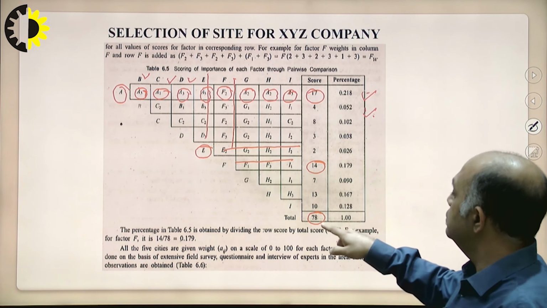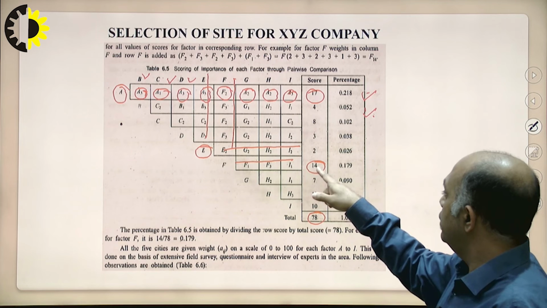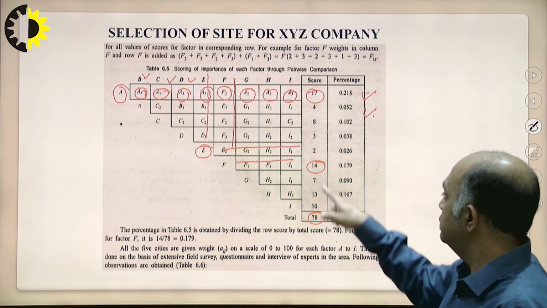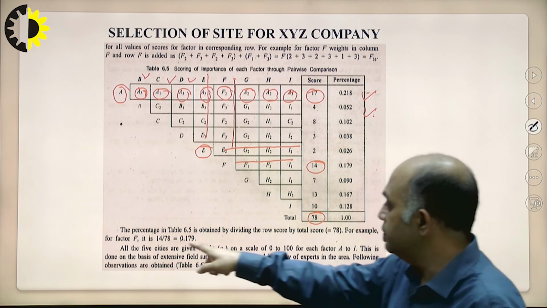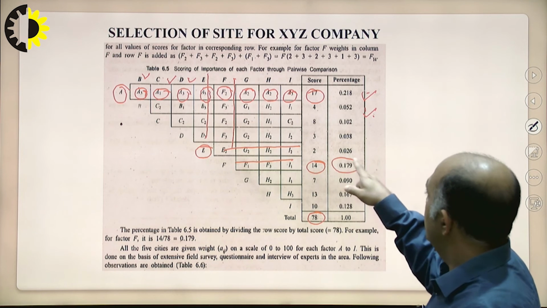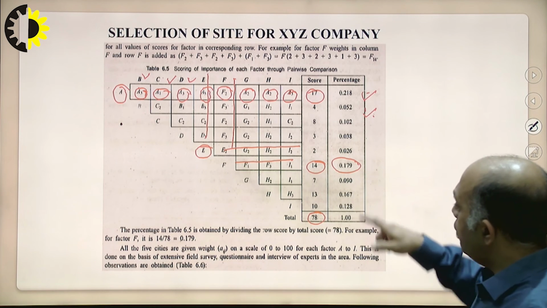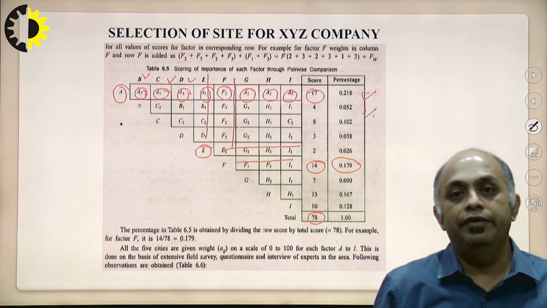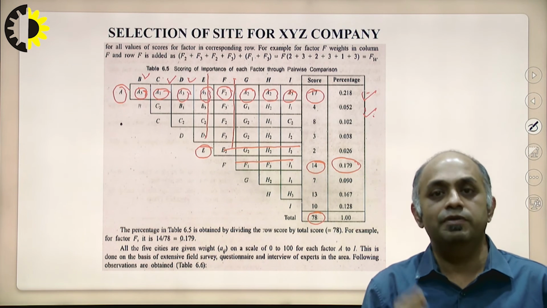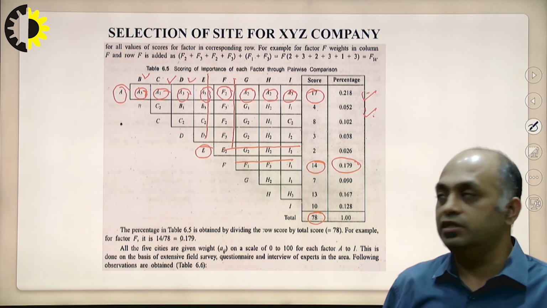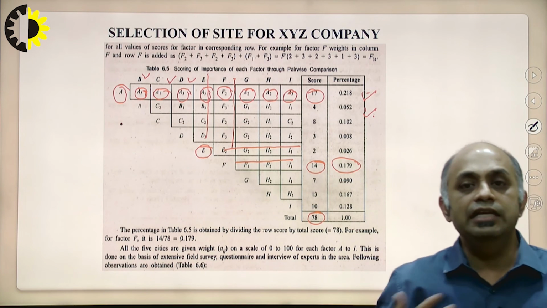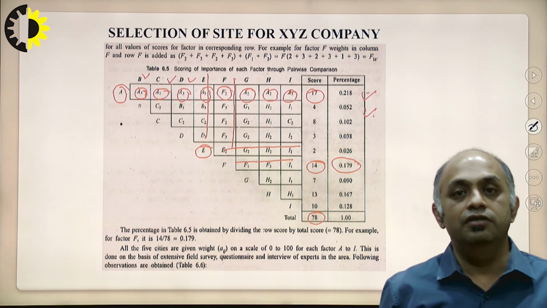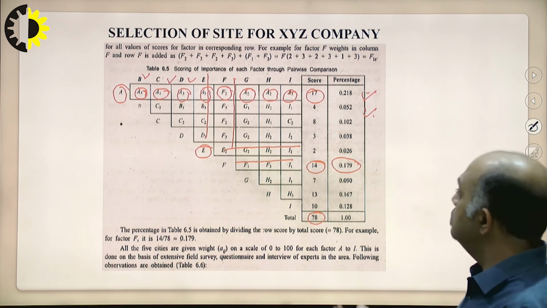Now, this percentage is nothing but 14 by 78. It is 14 by 78, which is 0.19. So, I have marked all these factors into percentages. These are the weights that I have created here. With these weights, I can easily find out how the location decision is to be taken. Now, in the next slide, I will see how it happens.